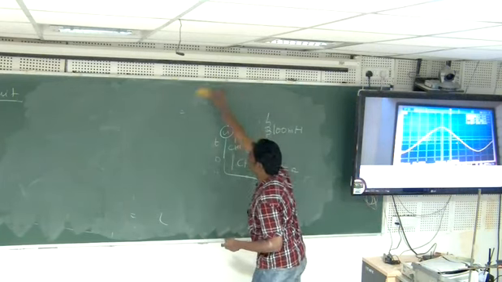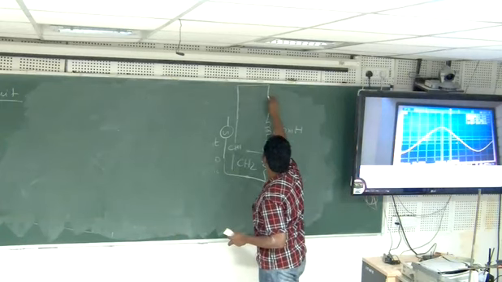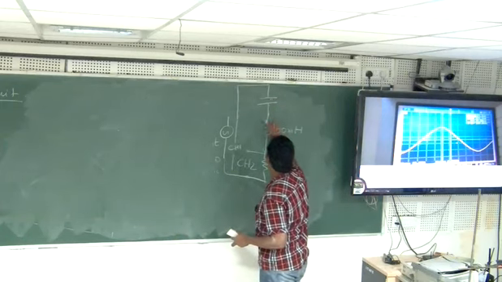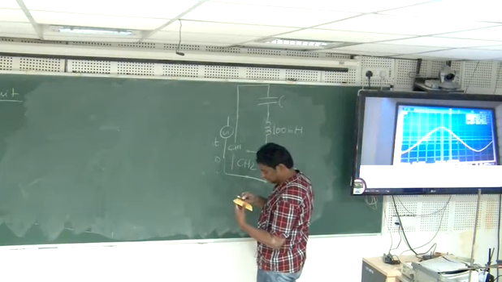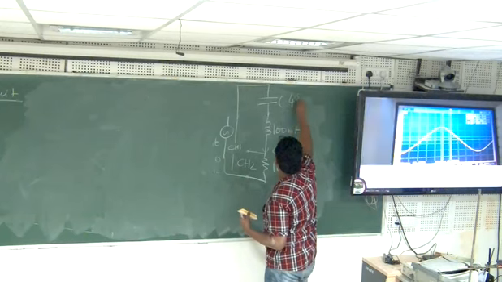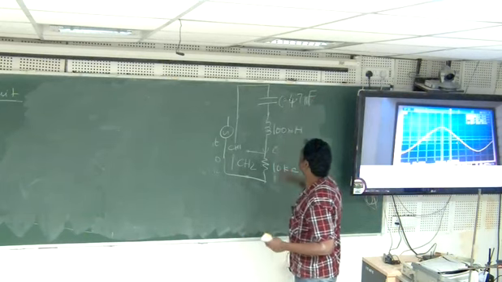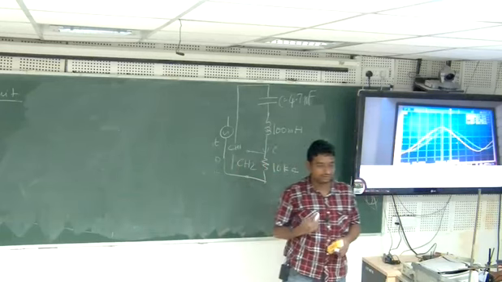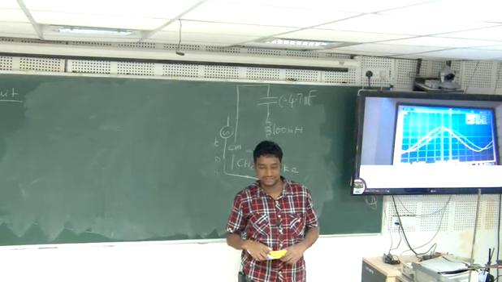So I'll extend this circuit. Here I will introduce a capacitor, and the value is strangely 4.7 nanofarad. 4.7 nanofarad. So what is nano? Nano is 9.